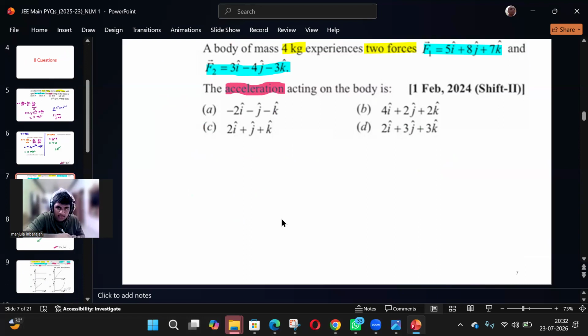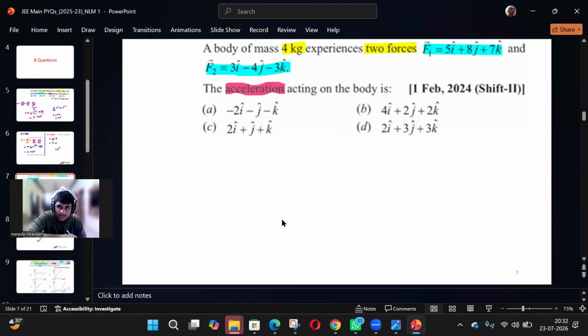What is the net force? Net force is equal to F1, F2 minus F1. Why minus? Because force is a difference we have to find. Why? It's a net force. Okay, we have to add both of those. Displacement is final position vector minus initial position vector, so there the minus sign is there.